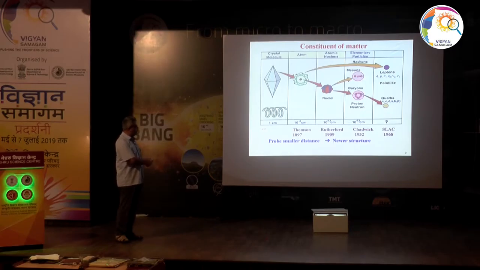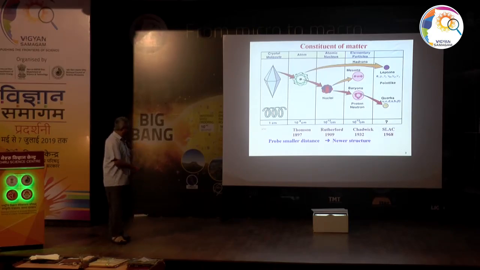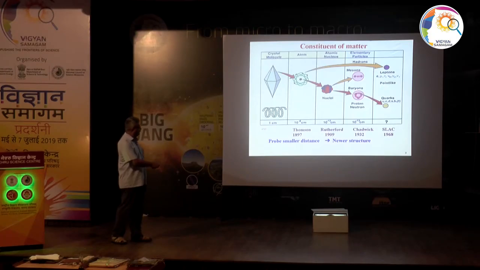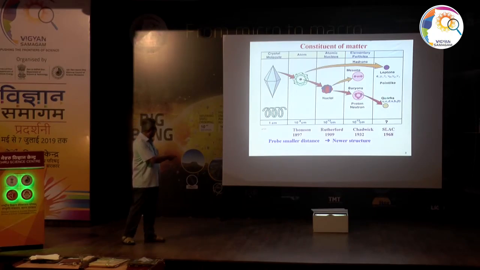this is what we see in the protons. The proton is not one fundamental particle. It is made of so-called quarks, three quarks, and some other gluons. So this is the present scenario. We say that the matter we see is made of electrons and a nucleus. The nucleus is made of protons and neutrons. Those are made of quarks. So this is the status at present.